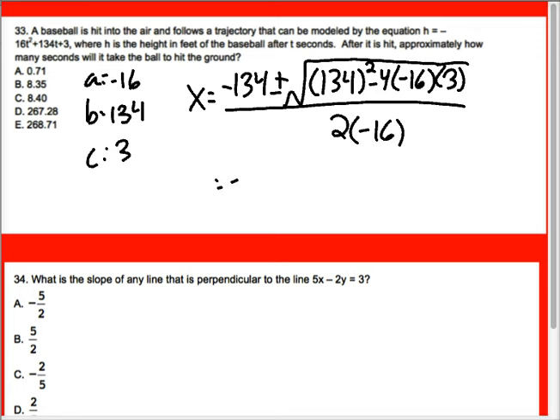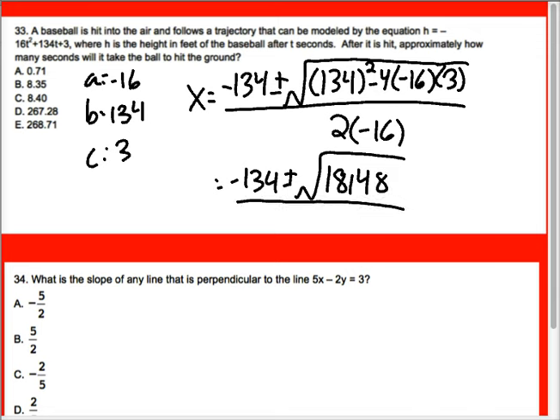So again, when you clear out that mess, you end up with 18,148 inside the radical of the negative 32. Now, this time notice they're not leaving it in exact form. They're actually letting you use your calculator to simplify this. So what they want you to do is get the two answers as decimals.